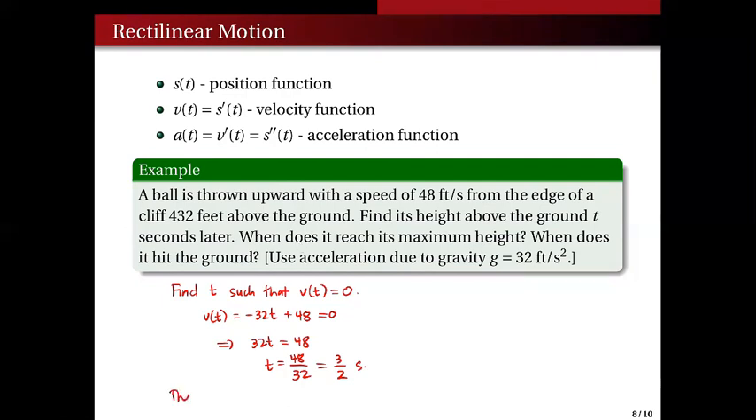So the ball reached its maximum height 1.5 seconds after release. Okay? Questions?